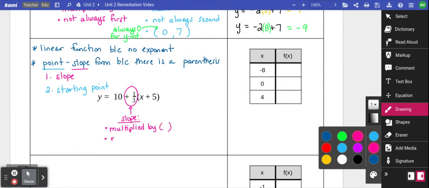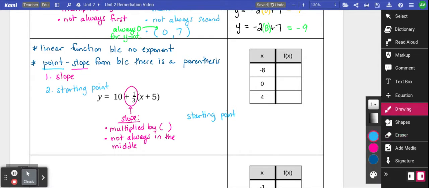It is not always in the middle. It could be in a different spot in the equation, but it's always going to be the number that is multiplied by the parentheses in the equation. Now, in this problem, we're still going to find a starting point, but our starting point is going to require us to find two numbers.